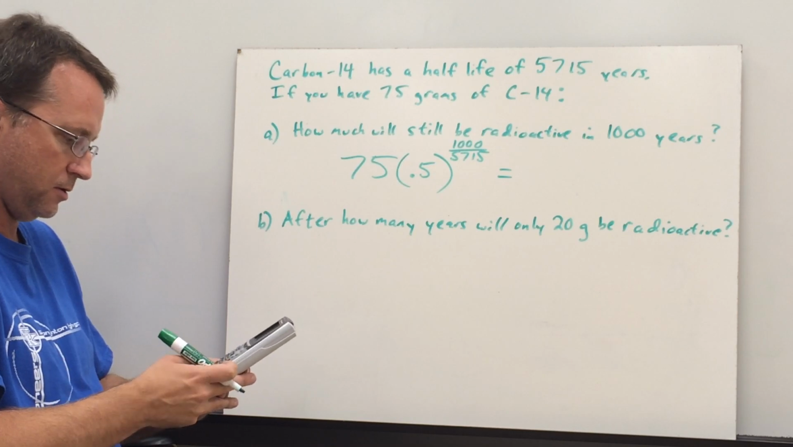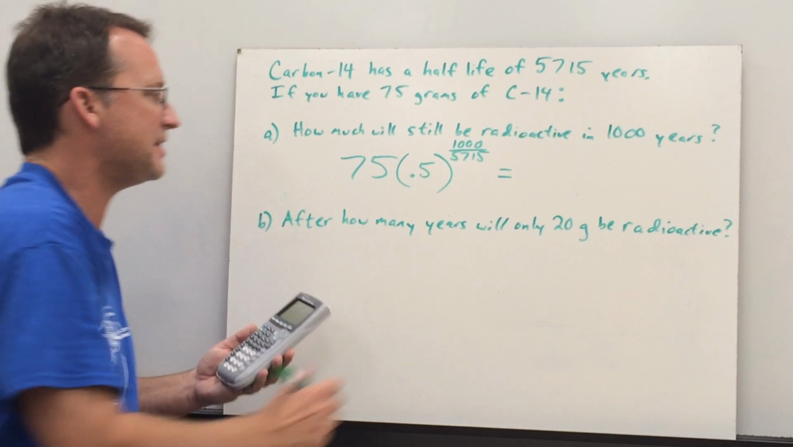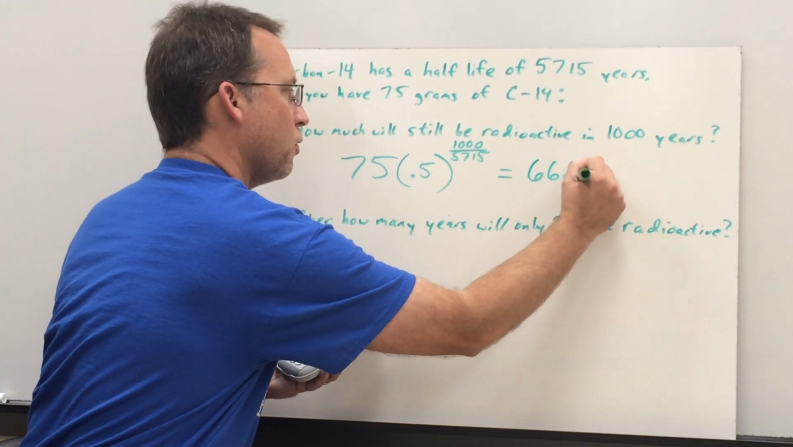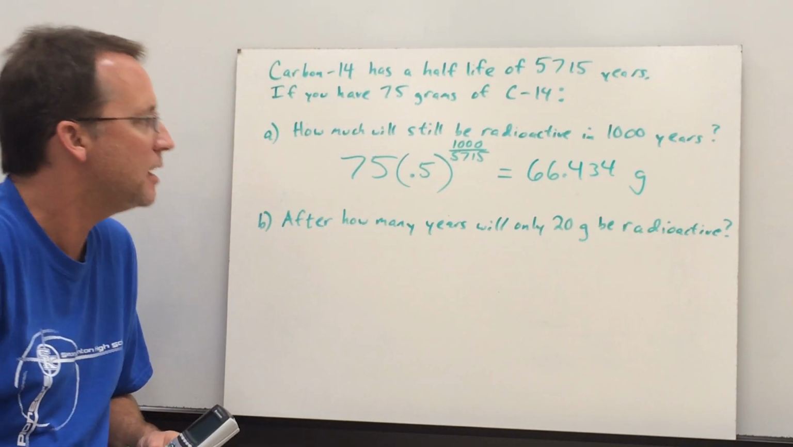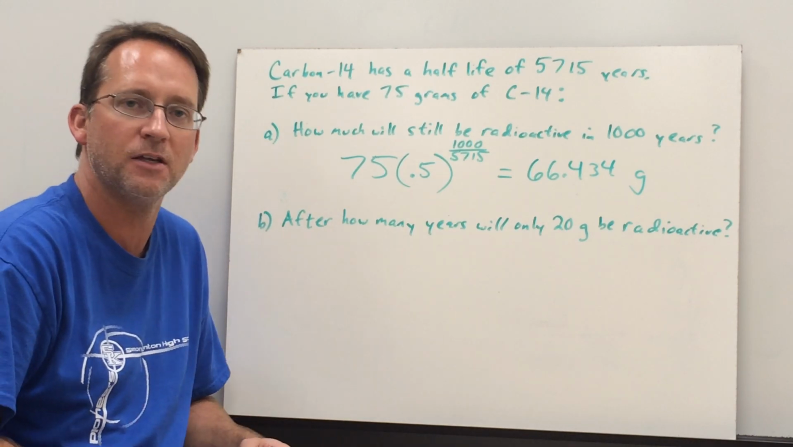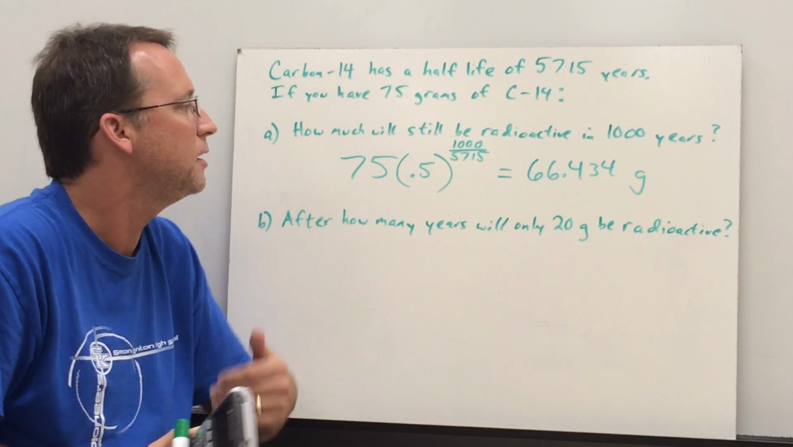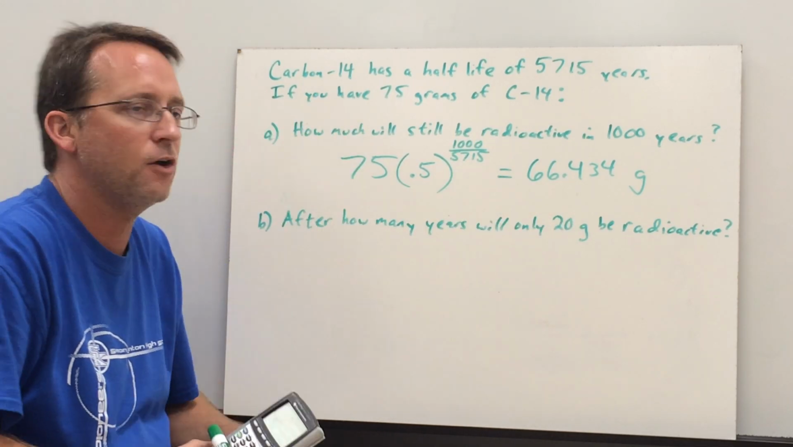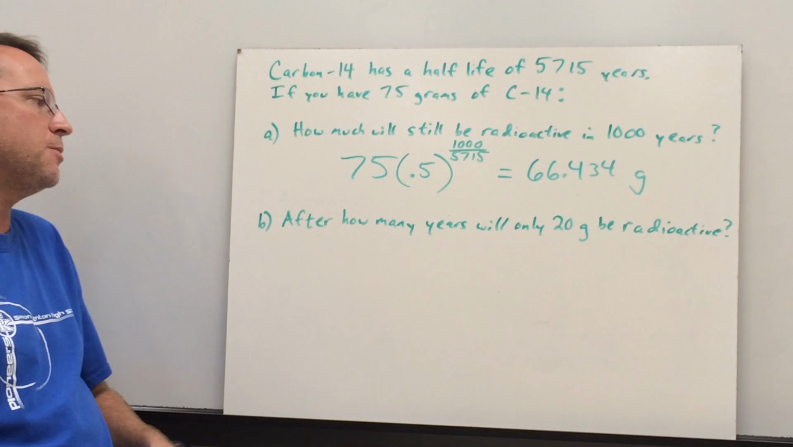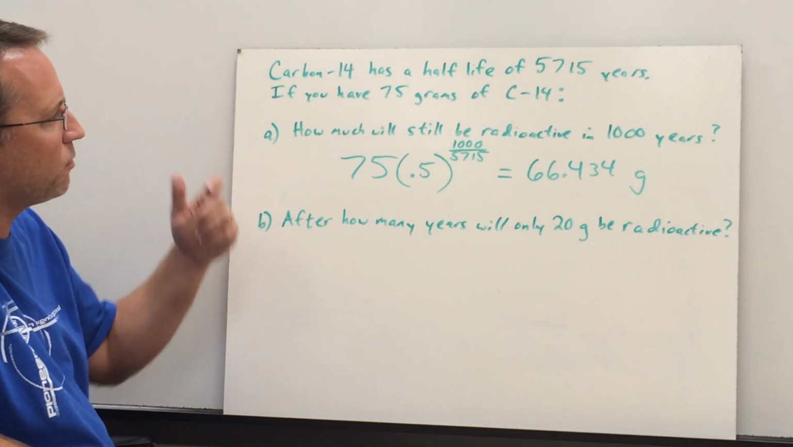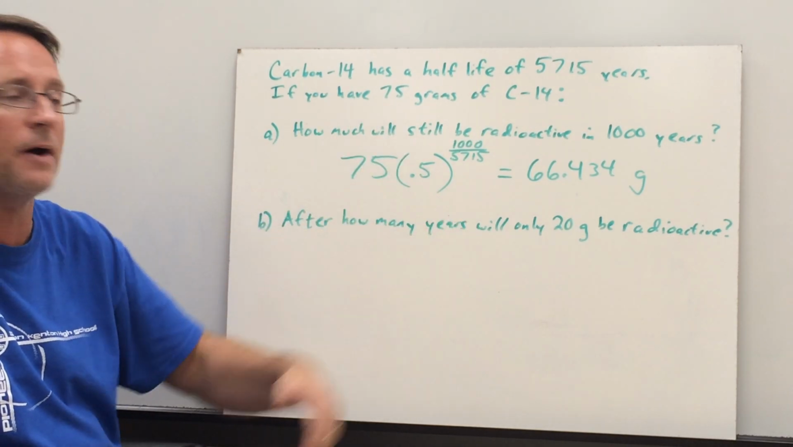1,000 divided by 5,715. After 1,000 years, I've got 66.434 grams still going to be radioactive in 1,000 years' time. And that's how they tell how old these things are. They compare how much C14 they expect there to be with what there is now, and they can kind of go backwards and figure out the age of the thing. And it's kind of like what we see in Part B here. We want to know, all right, if you start with this 75 grams, how long will it take until only 20 of those grams are still radioactive?